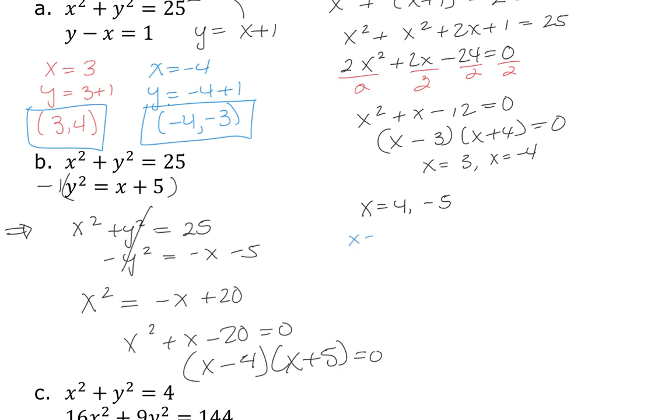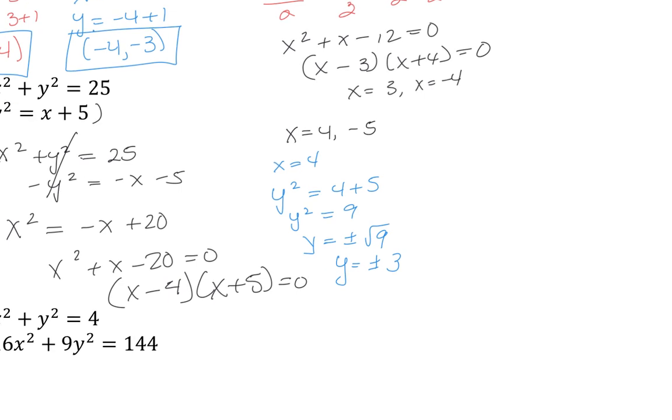So when x is equal to 4, I'm going to have y squared is equal to 4 plus 5. So I'm going to get y squared is equal to 9. So y is equal to plus and minus, don't forget the plus and minus, the square root of 9. So y is equal to plus and minus 3. So I'm going to have 4 comma 3, and I'm also going to get 4 comma negative 3.